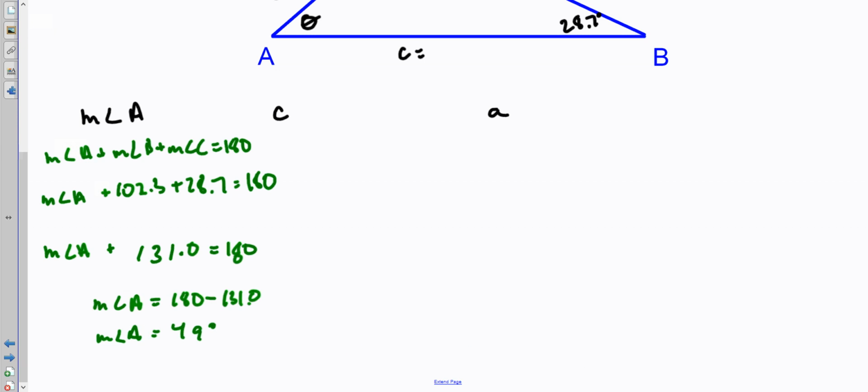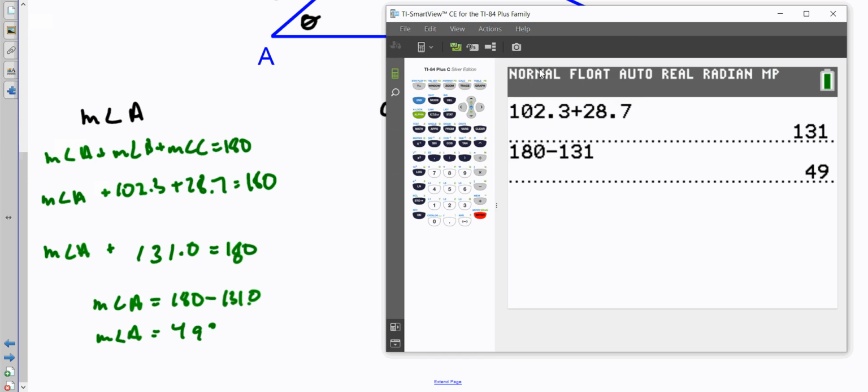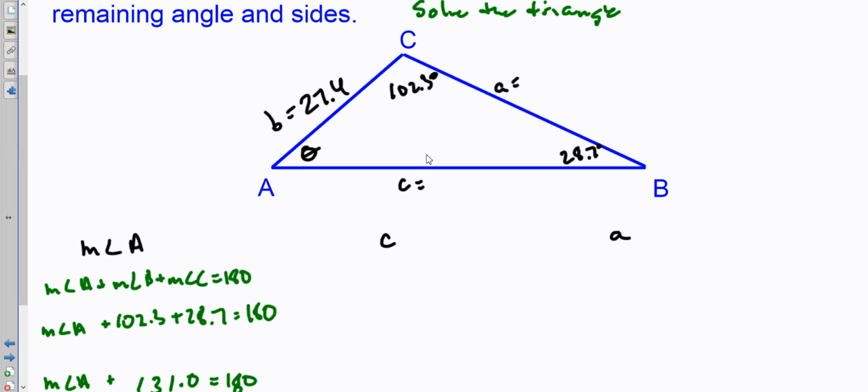Now from here, you want to take out your calculator because now we're going to figure out the remaining sides, a and c. This is where you'll need your calculator. So I'm going to take my calculator out right now and get that ready. If you got your calculators out, I got mine out. I just verified that information right here. And so now we're going to find the remaining portions of it.